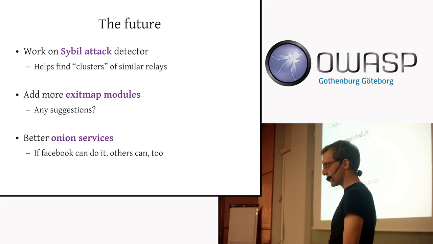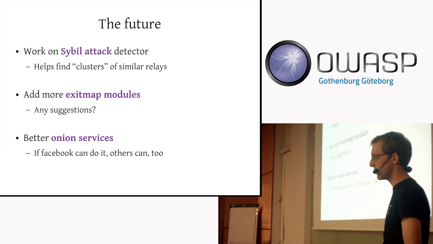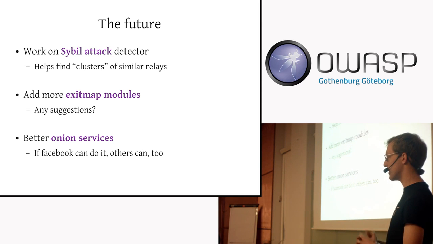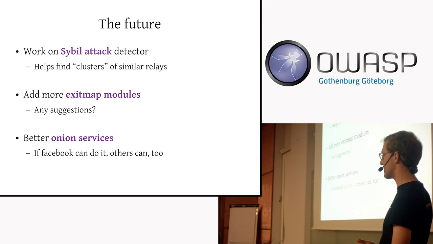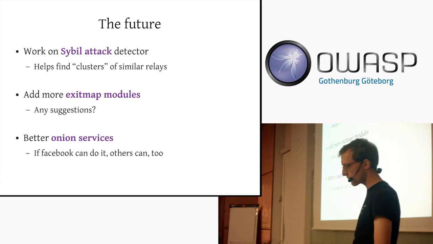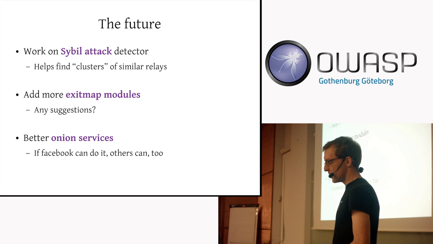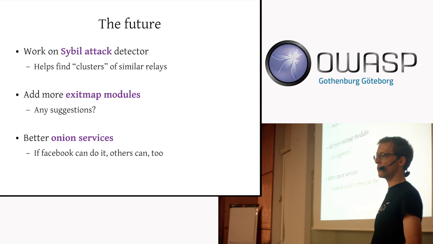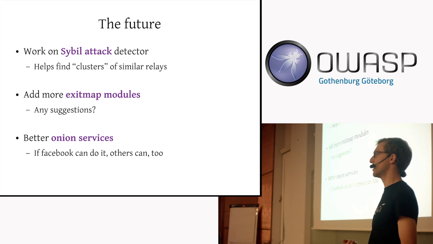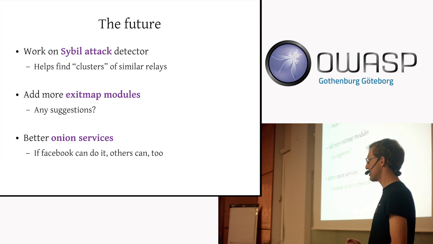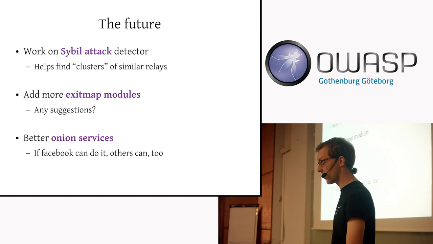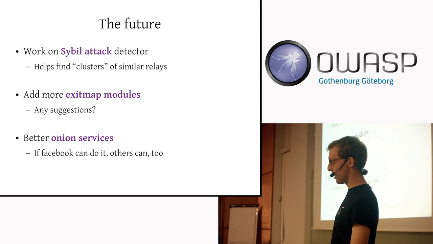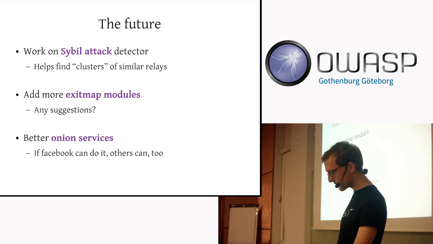And this is one of the things we're working on. We're trying to cluster similar relays and try to find out if they're run by the same person. And if so, maybe we want to take some other measures, like block them. We're also interested in adding more exitmap modules. So if you have some ideas of things we should scan for or look for in the Tor network, then please tell me and we would be happy to maybe add some modules. And of course, exitmap is free software, so if you're interested in how it works or if you want to hack on it, then you're more than welcome to.